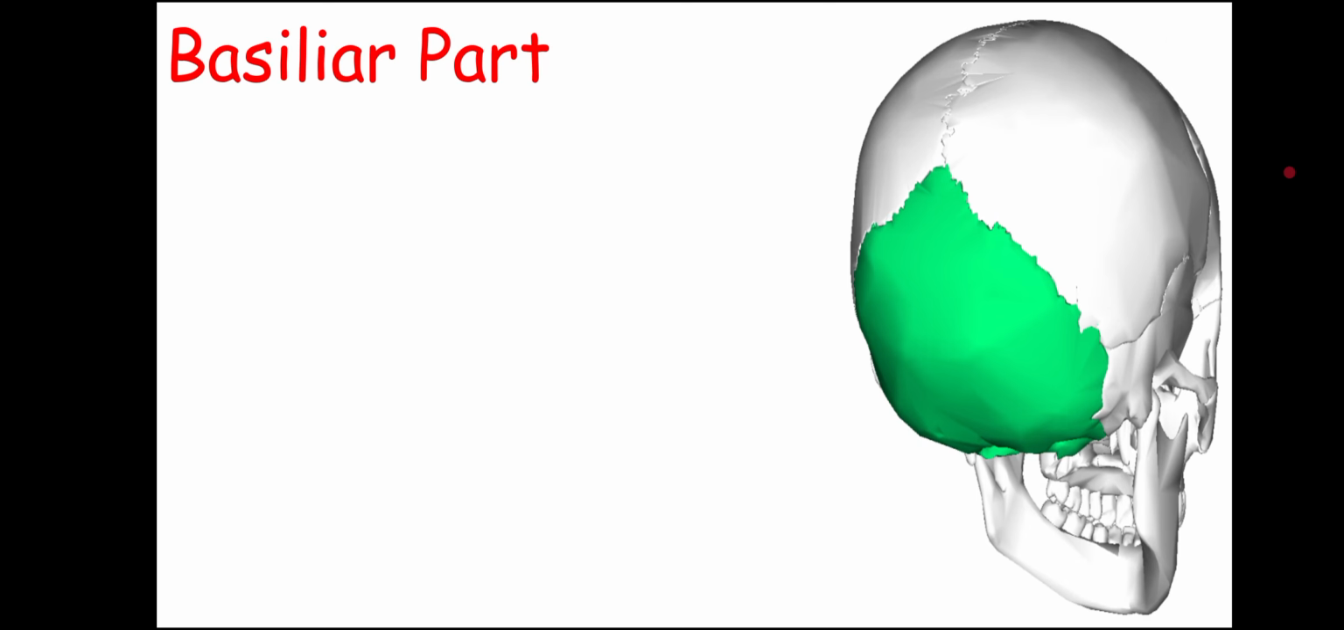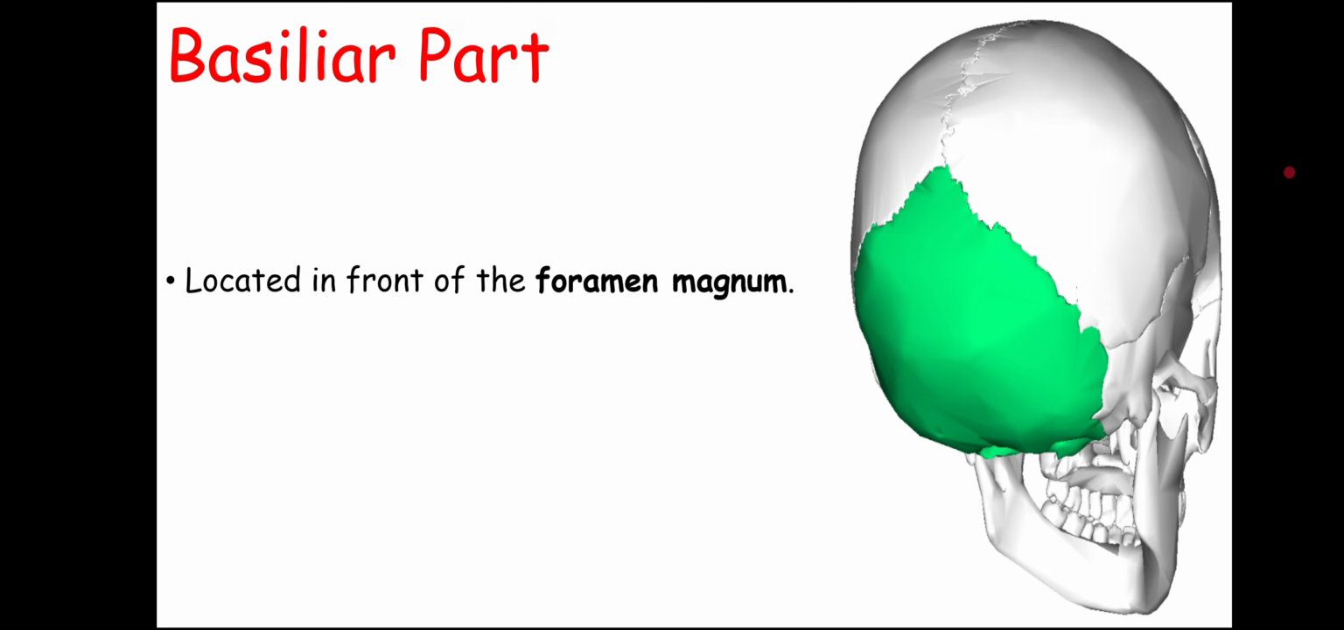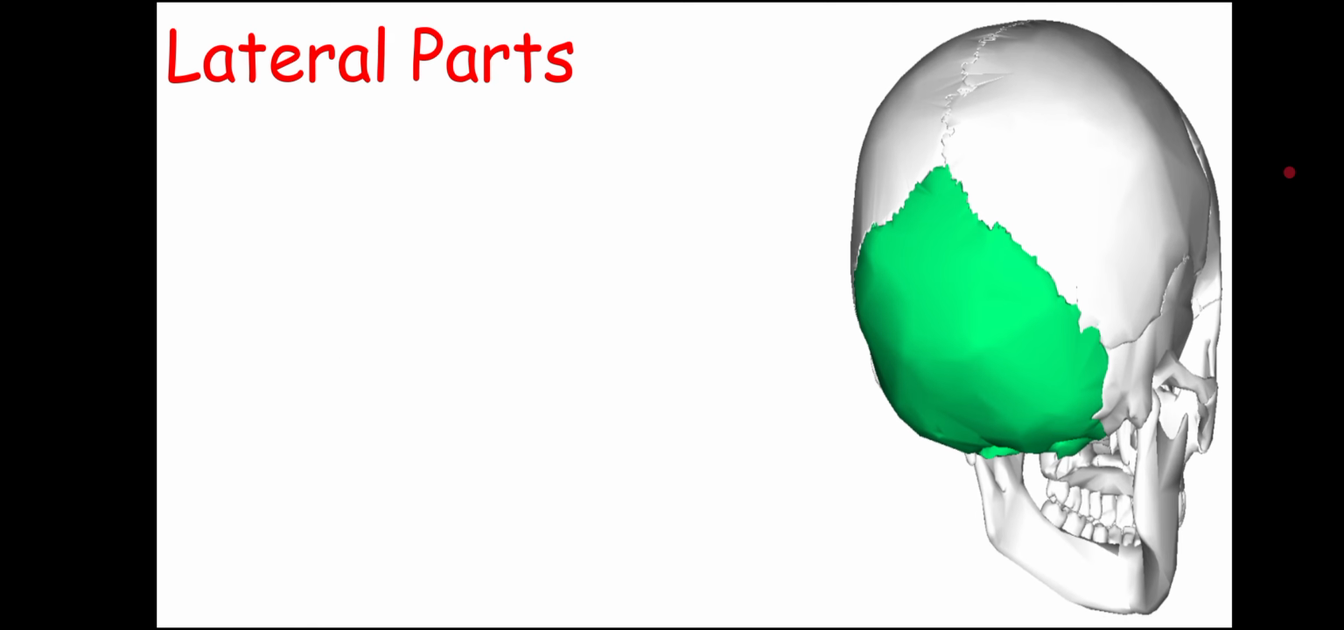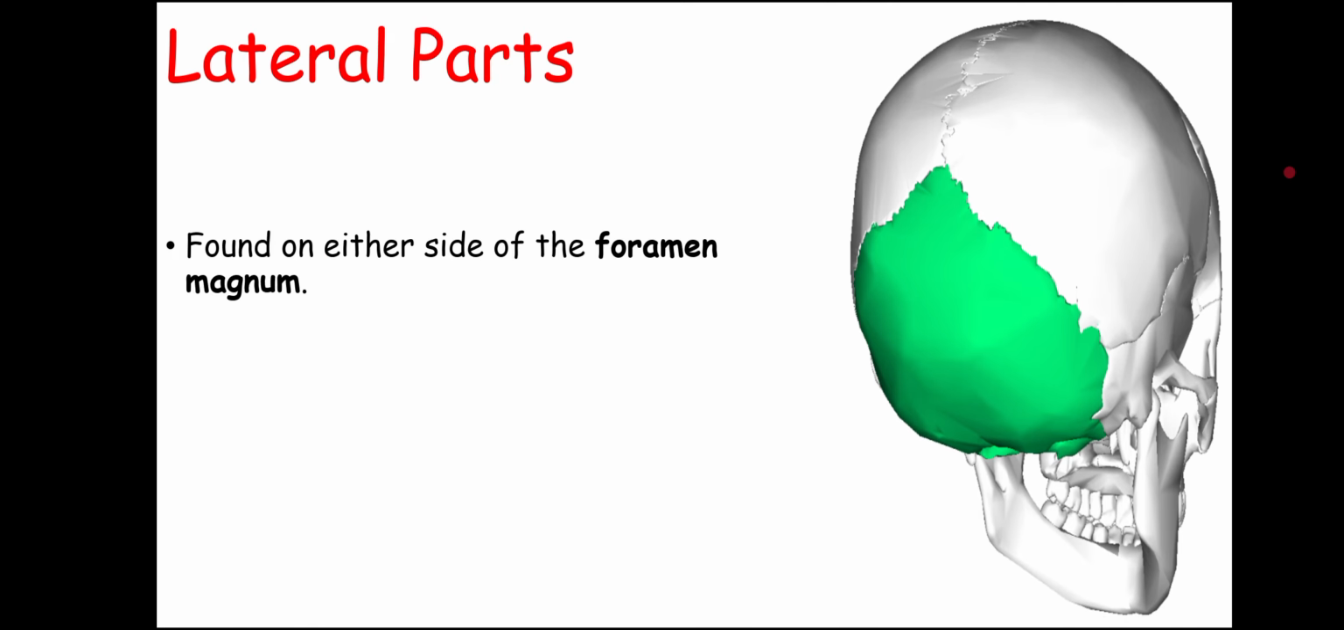Now let's talk about the basilar part of occipital bone. It is located in the front of foramen magnum, and it connects with the sphenoid bone, and it supports the brain stem.